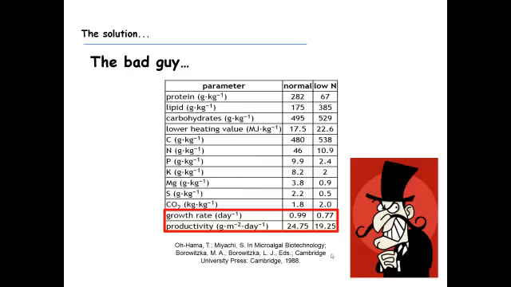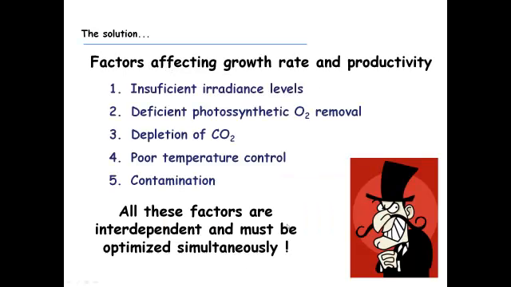So the solution, what would it be? First, let us see the bad guy who's making all this trouble. Actually, it is the growth rate, which is linked to the productivity in grams per square meter per day, which is rather a low value here. This is so because of these factors that affect growth rate and productivity.